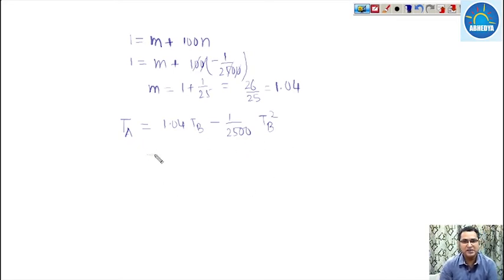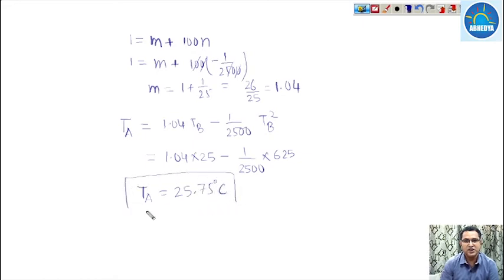Now put TB equal to 25. So 1.04 multiplied by 25 minus 25 square, which is 625, upon 2500. So TA becomes, once you solve this, 25.75 degrees centigrade. So the temperature of A will be 25.75 degrees centigrade when B measures 25 degrees centigrade. So this is your answer, and this is a very good question.